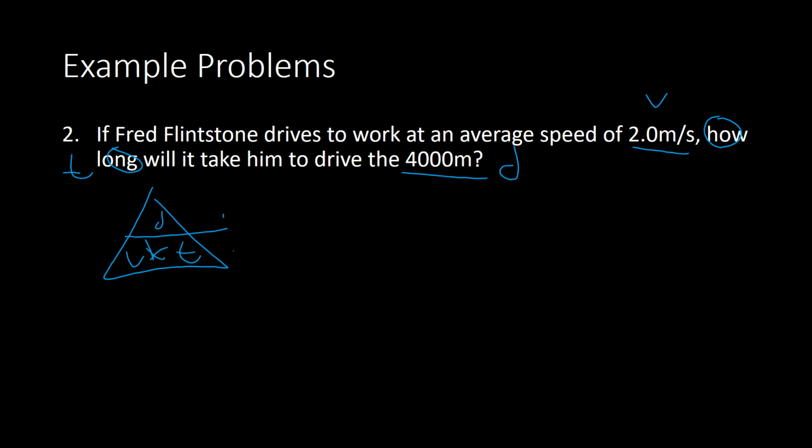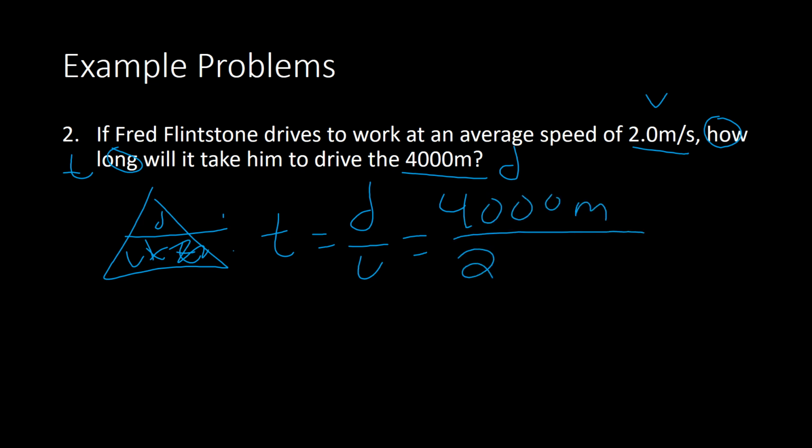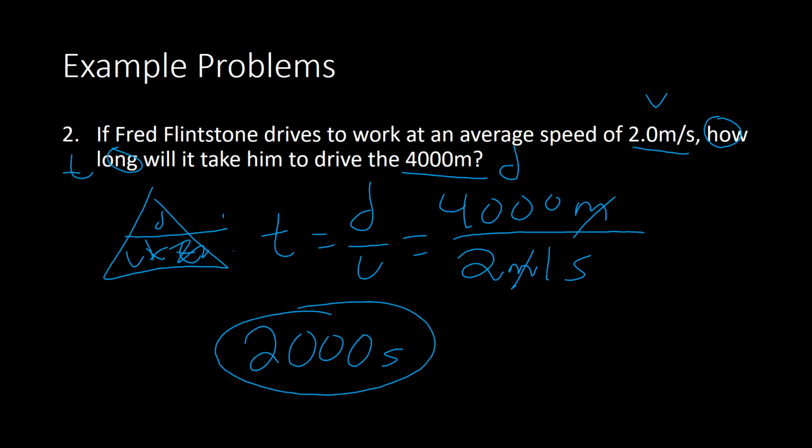V, d, t, scratch out my t because that's what I'm solving for. So t equals d over v, which is going to be 4,000 meters over 2 meters per second. My meters are going to cancel out, and that leaves me with 2,000 seconds for my final answer.